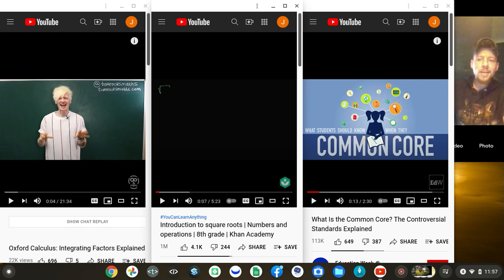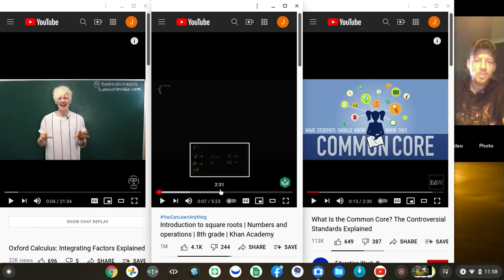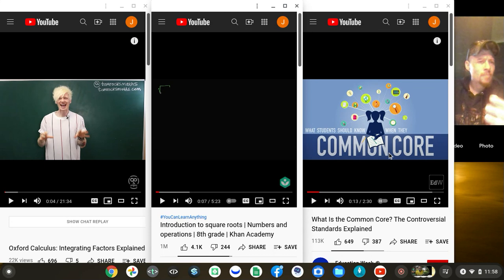Inside here, I got a few things up here: Oxford Calculus, Introduction to Square Root Numbers and Operations, 8th grade math, and a system on what is Common Core. But we're about to get into some other material really quickly, and I wanted to explain this material up here first, because I have some other context to it.